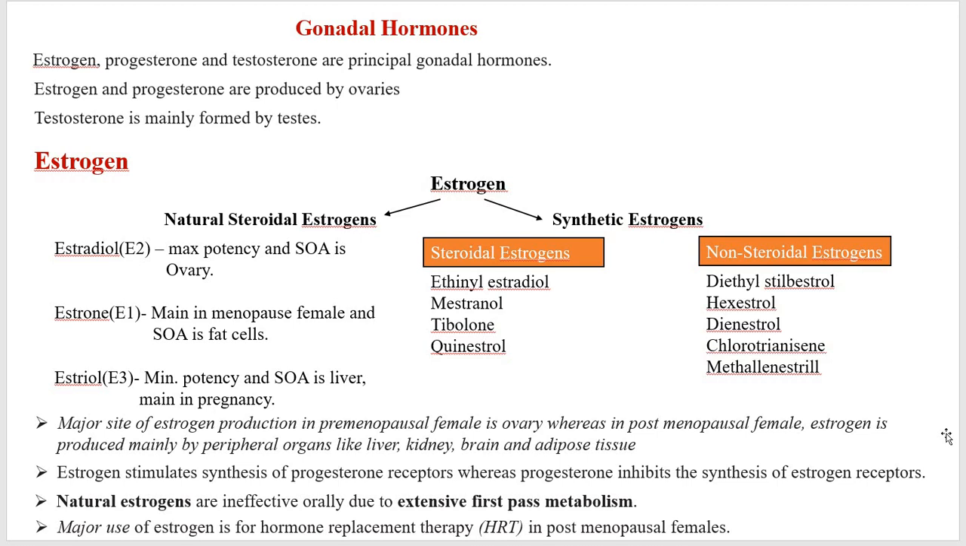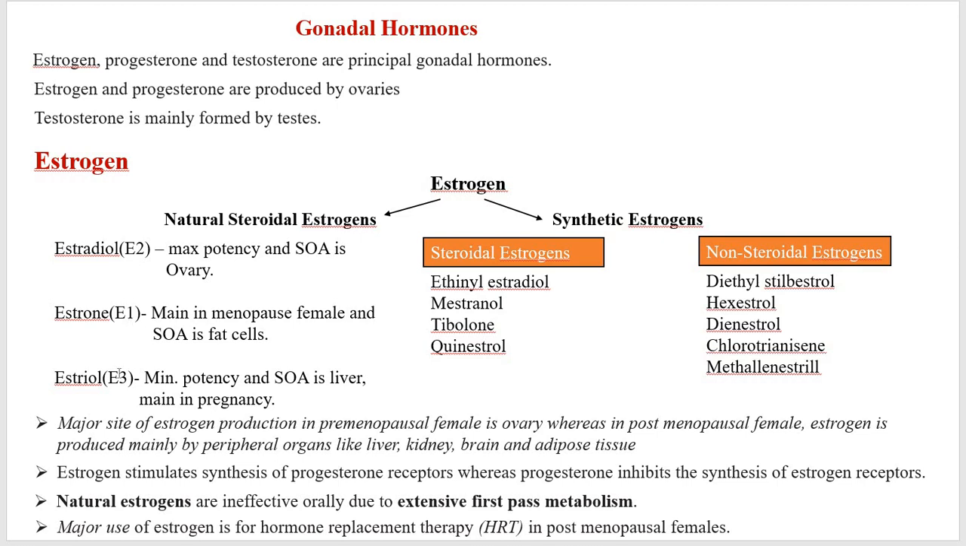Estrogens are natural steroidal estrogens and synthetic estrogens. The natural steroidal estrogens are estradiol, estrone, and estriol. Estradiol has maximum potency and its site of action is the ovary. Estrone is the main estrogen in menopausal females, meaning those whose menstrual cycle has terminated. In such a female, the level of the main gonadal hormone is estrone, and its site of action is fat cells.